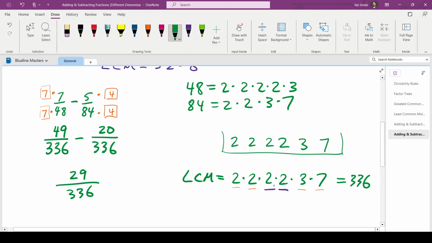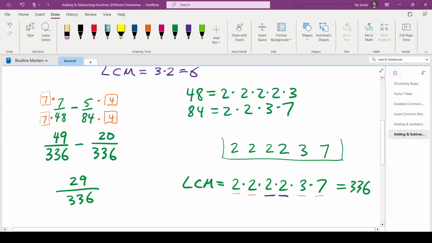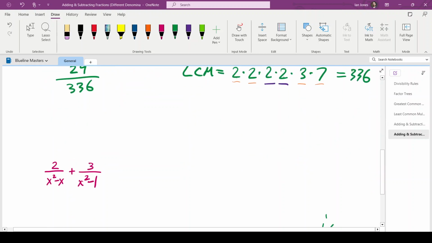3. The only way for this to be factorable by 3 is if the sum of the digits is factorable by 3. The sum of the digits is 11. Is 11 factorable by 3? It is not. So that won't work either. 7 is tricky. It's actually faster just to do a division by 7 rather than try to use a divisibility rule. How many times does 7 go into 29? Well, 4 times gets you to 28, and then you're going to have a remainder of 1. So it's not divisible by 7 either. So therefore, this is reduced, and it is our final answer. Okay, 29 over 336.